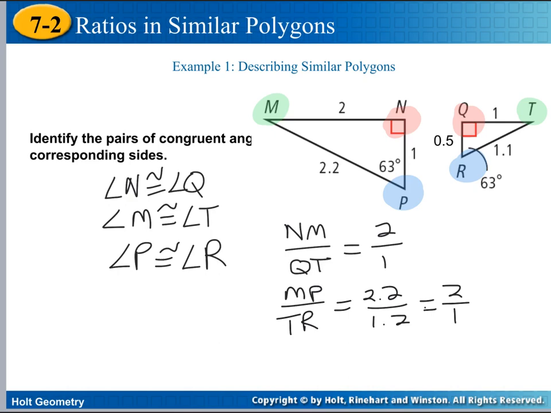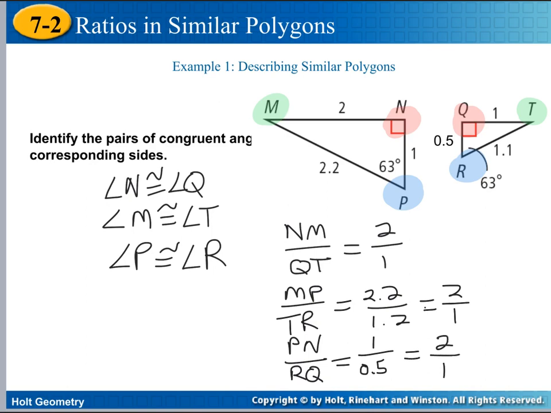So the last side we're going to talk about is PN. So side PN, that's going blue to red. And then we are going to go blue to red in the smaller triangle, which is RQ. And so PN has a value of 1. RQ has a value of 0.5. And 1 divided by 0.5 is also 2. So we have 2 over 1.